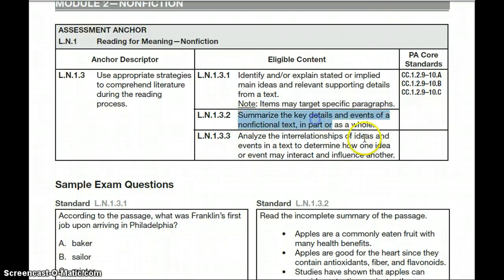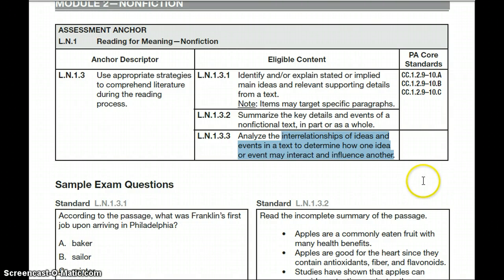Also will ask you to summarize key details and also events from a nonfiction text in part or as a whole, and then analyze the interrelationship of ideas and events in a text to determine how one idea may interact or influence another. So you might have two different passages, two different events that are being compared together. How do they relate to each other? How do they affect each other?